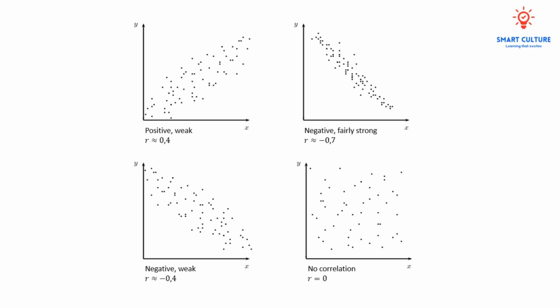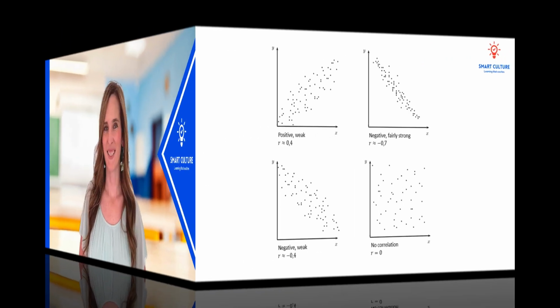Remember, correlation is used to assess whether there is a statistical relationship between two variables, but it does not imply causation. Just because two variables are correlated does not mean that one causes the other to change. This is very important to take note of.